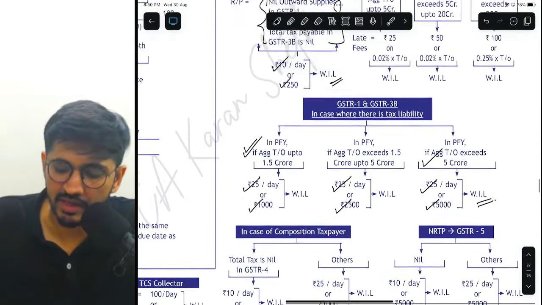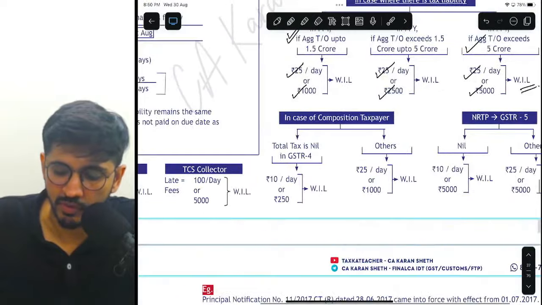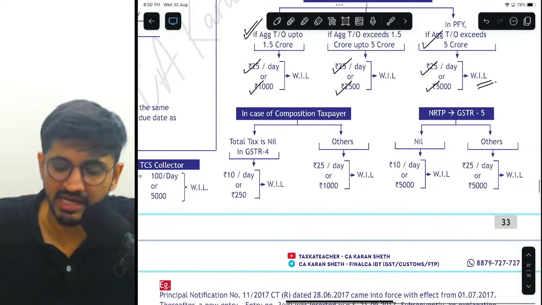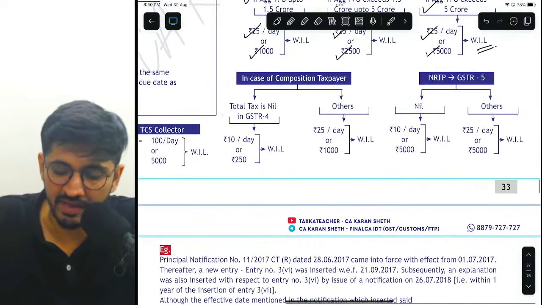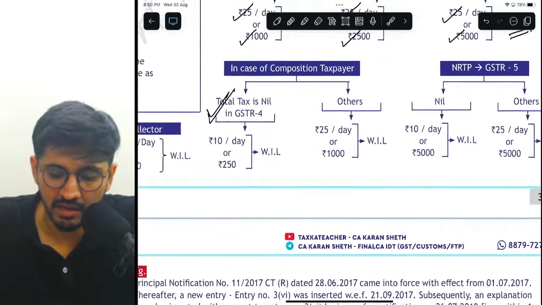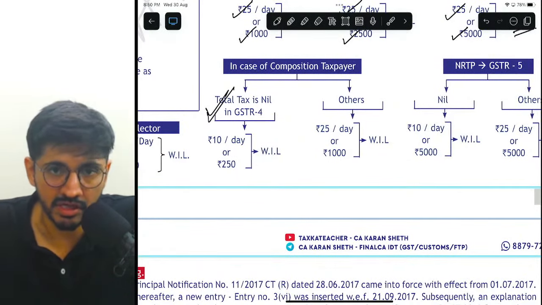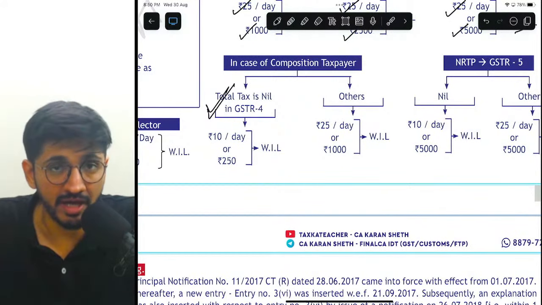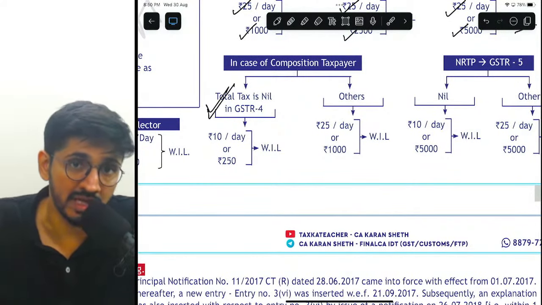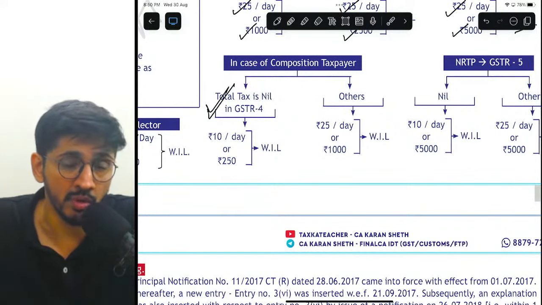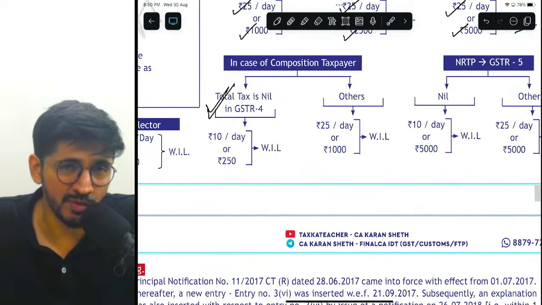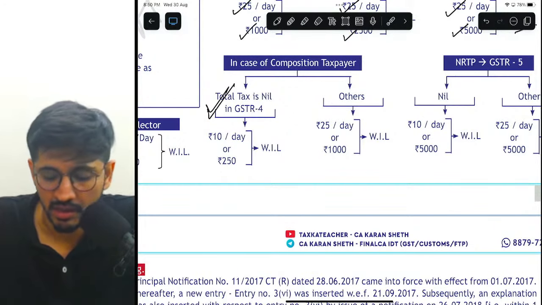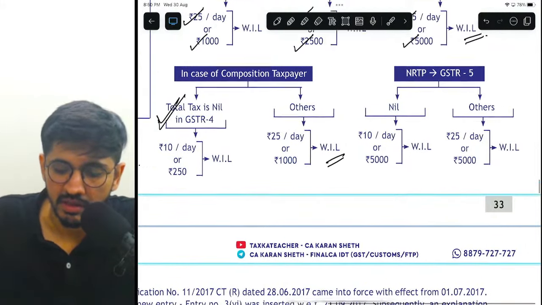Next, my dear friends, with respect to the compo taxpayer. If the tax liability is nil, again 10 rupees will be constant per day or 250, whichever is lower. Others will again be 25 rupees per day or 1000. They have reduced it all the way from 5000 to 1000 because a compo taxpayer is any which way a small taxpayer. So that's how they have reduced it.